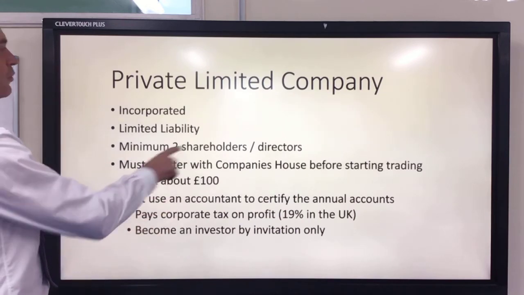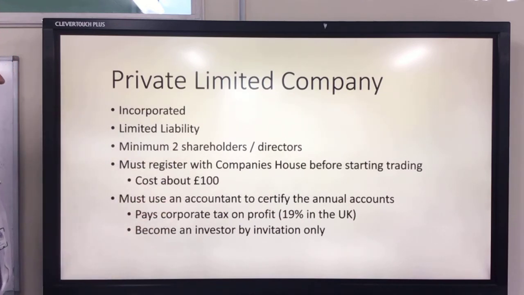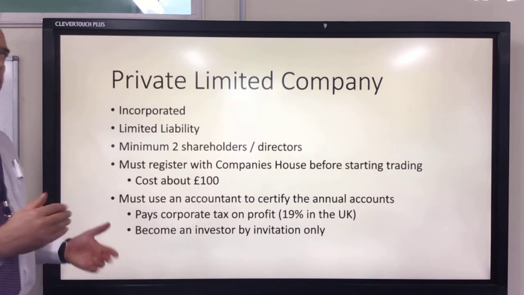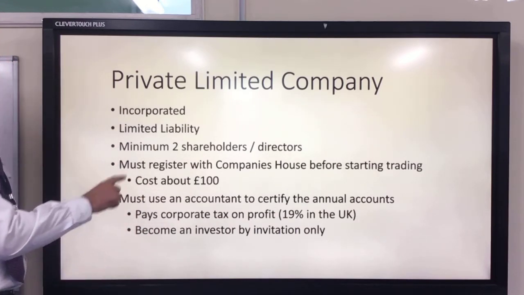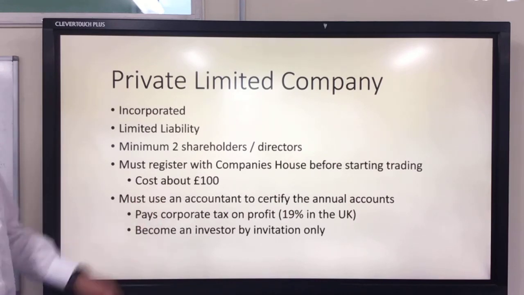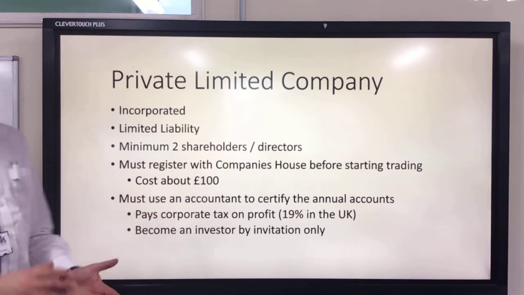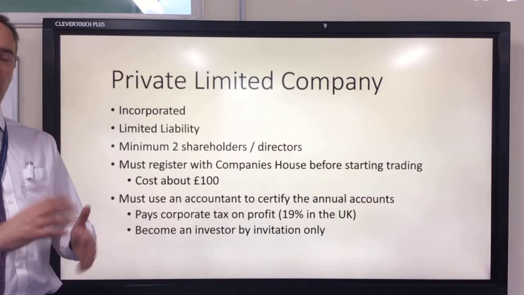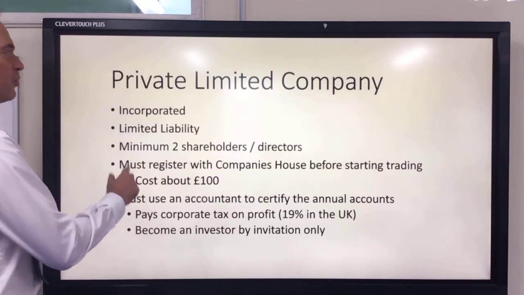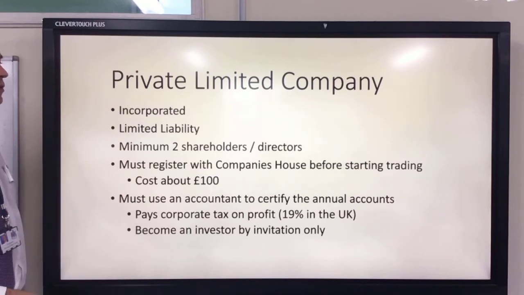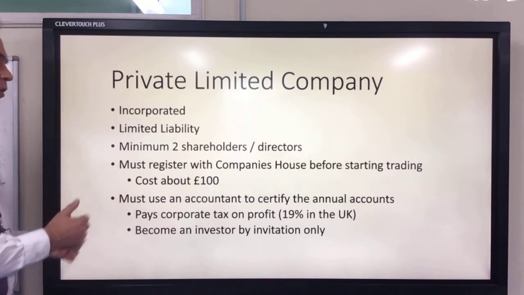There is a minimum of 2 shareholders, sometimes we call them directors, in order to start a private limited company, which have to be registered with the government, and it's called Companies House in the UK. That's quite a small cost, around £100 in the UK. So the cost itself is not a barrier to establish a private limited company, but there is some paperwork involved.